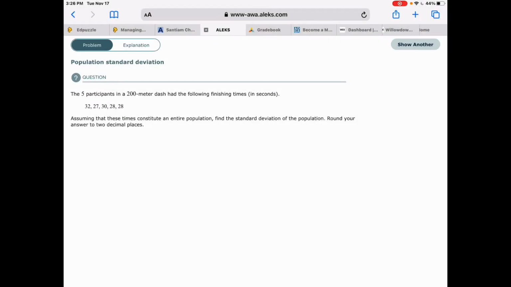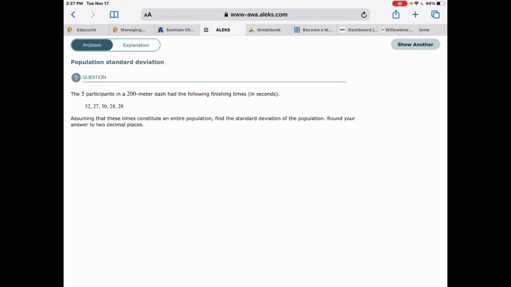Hi guys, let's talk about population standard deviation. This looked like a tricky one coming up that you were ready for. If we have 5 participants of a 200-meter dash and they had the following finishing times, we're going to calculate something called the standard deviation, but we're doing the standard deviation for the entire population. This is everybody that we're studying. It's not a sample group, it's all the participants from this group.